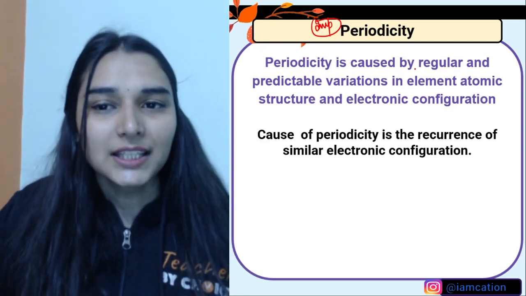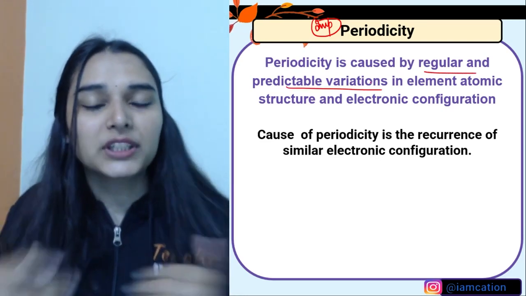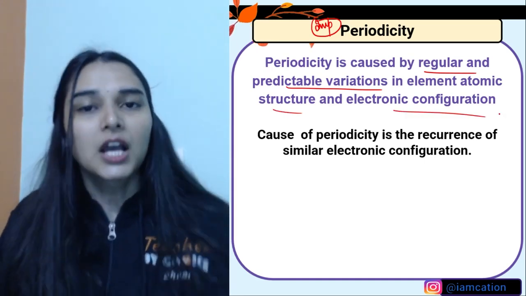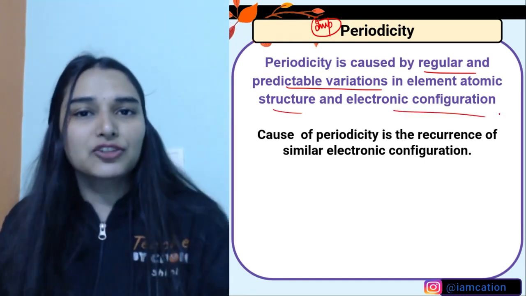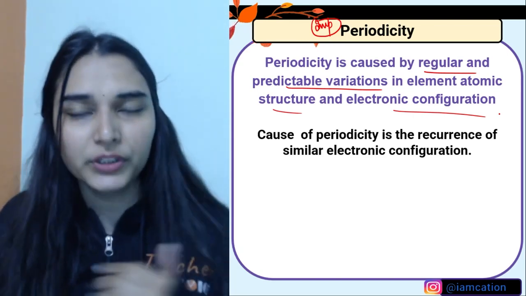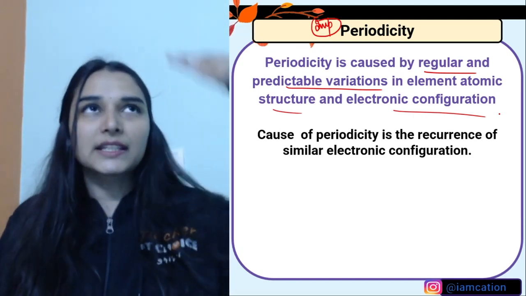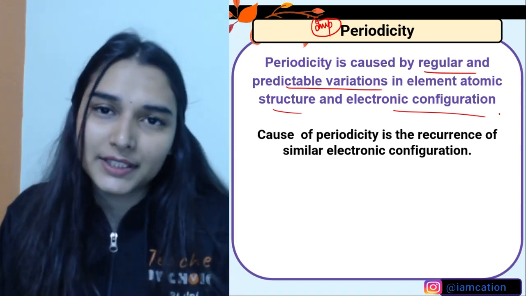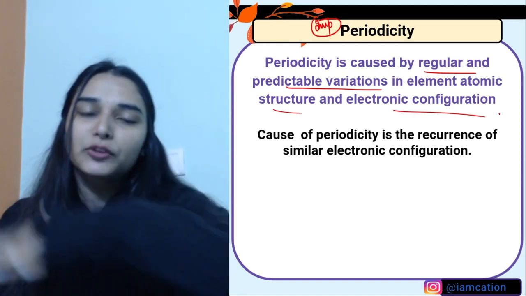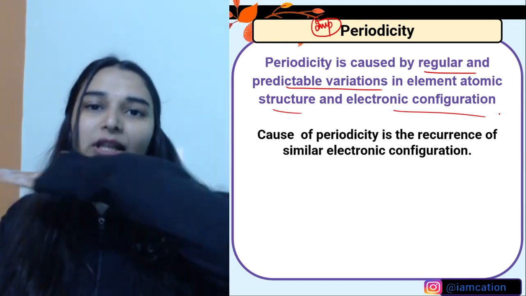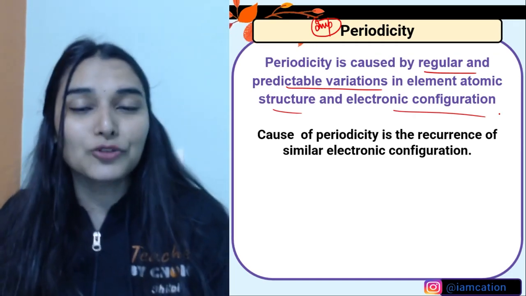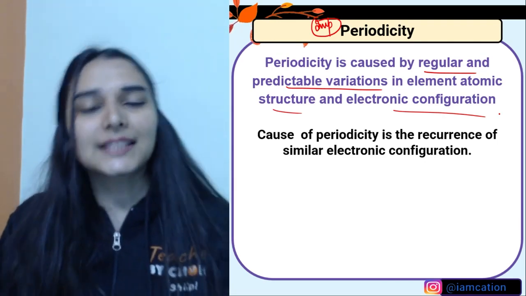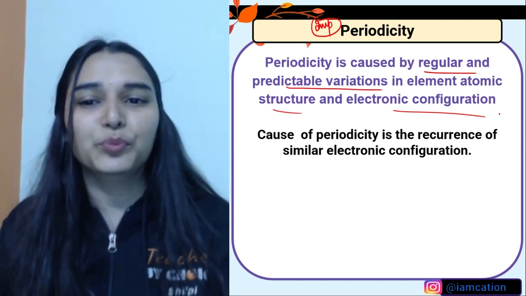So periodicity is caused by regular and predictable variations in the atomic structure and electronic configuration. So you have seen that when we arranged elements in increasing order of atomic number, then we just found that elements in the same respective group were having the same number of valence electrons. We saw elements in the same group, आप देख चुके हैं, in the same period. You can see there's an increase in atomic number by 1. The elements which are falling in the same period are having same number of shells. So there is some repetition.